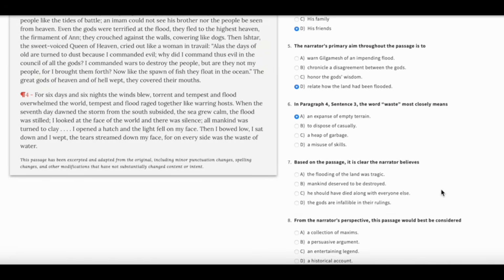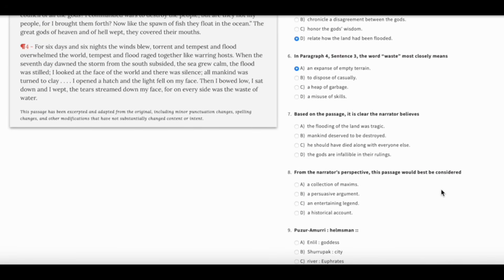Great. Go and read question number 7 for us, please. All right. Based on the passage, it is clear the narrator believes... Okay, believes something, right? Here, we've got to test the answer choices. Is that clear? Yeah. Go and read A. All right. A, the flooding of the land was tragic. Okay, now, do we have any evidence that the narrator believes the flooding of the land was tragic? Yeah. What's your evidence? Especially in paragraph 4.